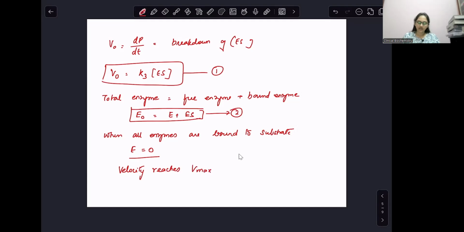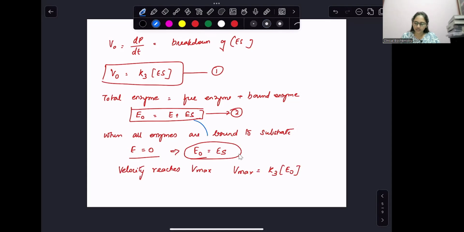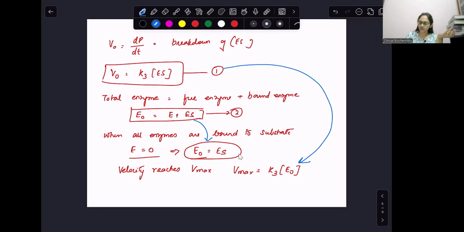Yes, so how can I write this equation? Vmax is equal to K3 into E0, right? K3 into E0. So when E becomes 0, what happens to the second equation? E0 becomes ES. Is it not? What happens to this equation? This equation becomes E0 is equal to ES. Yes. So I can rearrange this first equation to this equation by understanding what is Vmax.